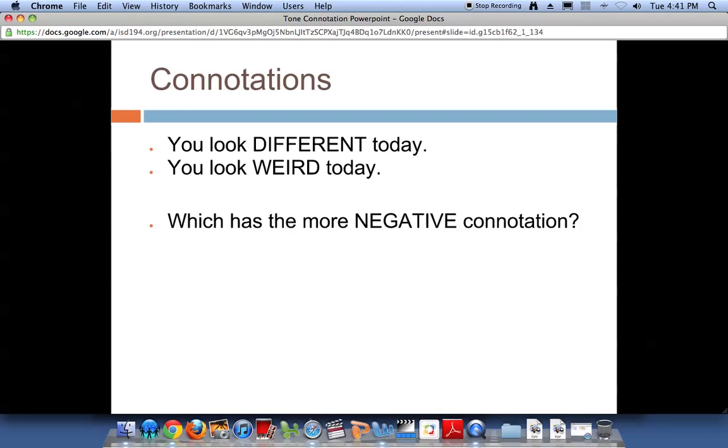Now, if that same person came up to you and said, "You look weird today," you may have a different reaction. You may immediately be offended. You may ask yourself, well, what looks weird? The word weird has a negative connotation. That means whatever looks different about you looks wrong or bad to whoever is saying this to you. So we have some more examples.